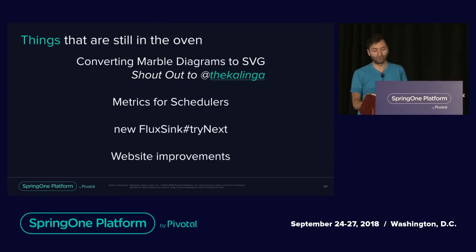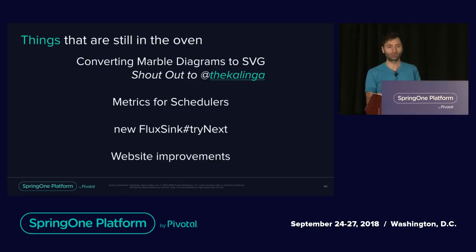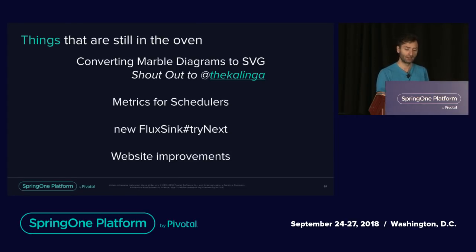Other things we are doing right now: we have a pull request from a community member, and we are converting every image you've seen, the marble diagrams. Right now they're using OmniGraffle, a proprietary tool to create these kinds of diagrams. And we are converting them to SVG so everyone can edit and play with them.